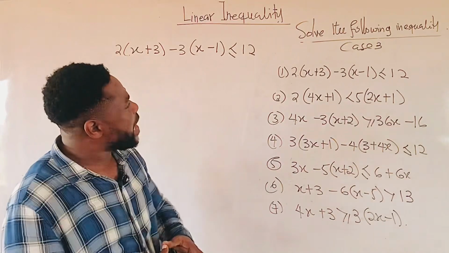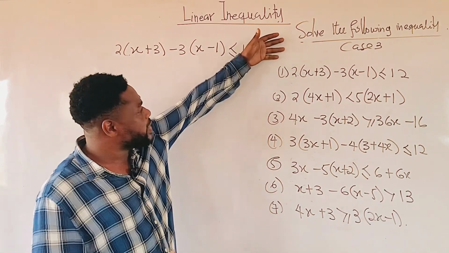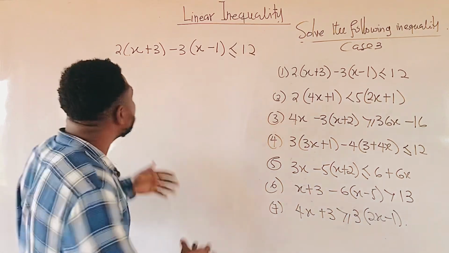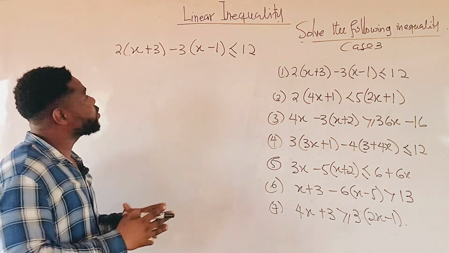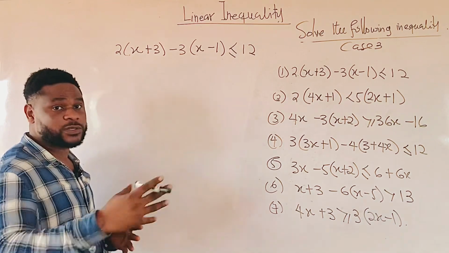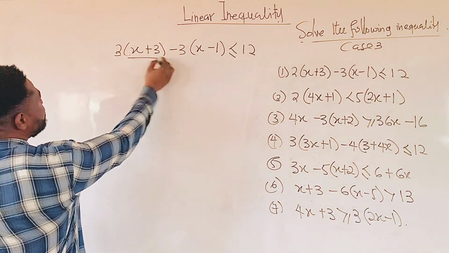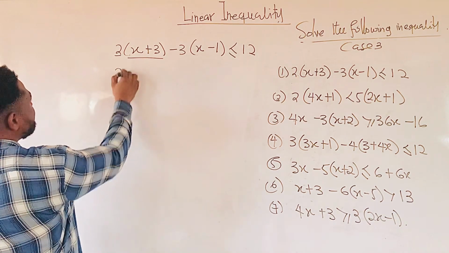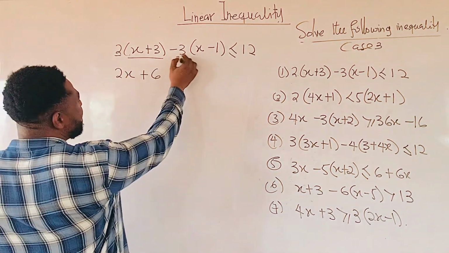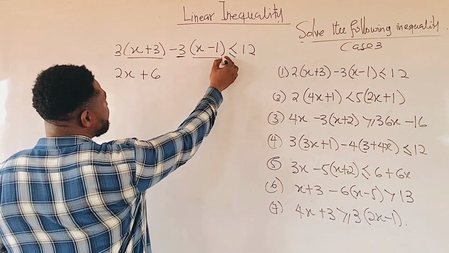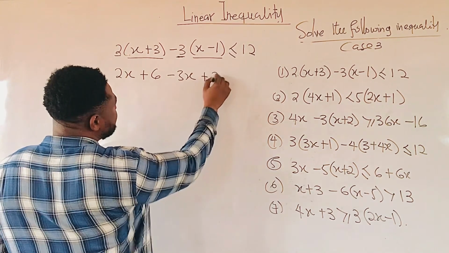We want to see how we can solve the following inequality questions on the board. Let us look at question number 1. With question number 1, we can see that it involves bracket. So we are going to perform expansion to remove the bracket. Let's see how we can do that. We use our 2 to multiply everything in the bracket. So we have 2x plus 6. We use our negative 3 to multiply everything in the bracket. We have negative 3x plus 3.